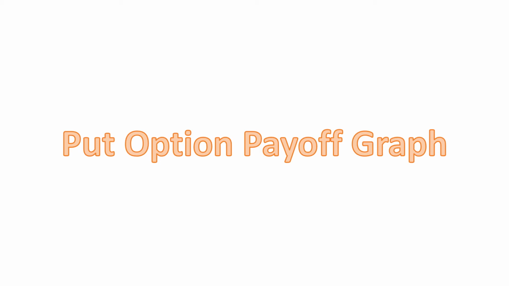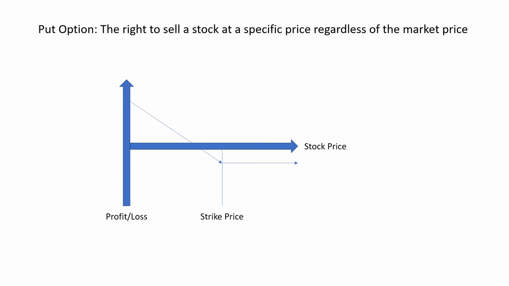What is the put option payoff graph? Well, to begin this discussion, I would like to remind everybody of what a put option is. A put option is the right to sell a stock at a specific price, which is known as the strike price, regardless of the market price of the stock.